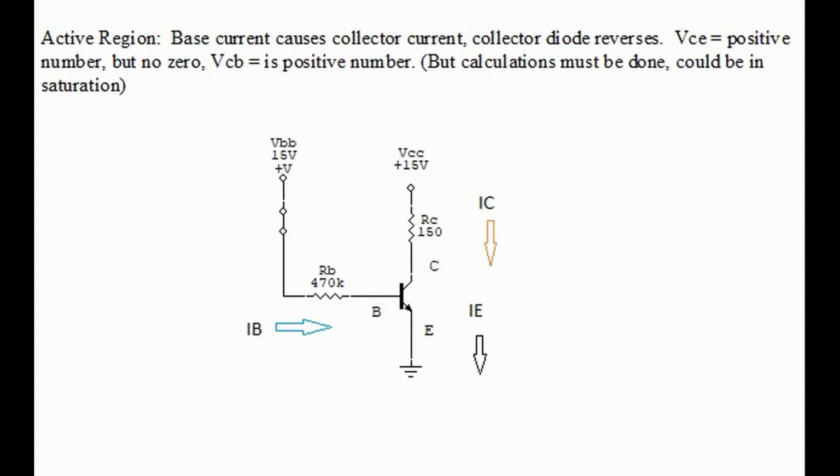Here is the same circuit, but notice that now we have closed the switch, which means now we will have current into the base, which will now cause current through the collector, and both will combine with current into the emitter. This is called the active region. The true definition of the active region is that we have base current, which causes collector current, and then if we measure the voltage at the collector with respect to the emitter, we should get a positive number, but not zero. And then also, if we measure the voltage at the collector with respect to the base, we also get a positive number, which indicates that the diode that points upward has reversed.